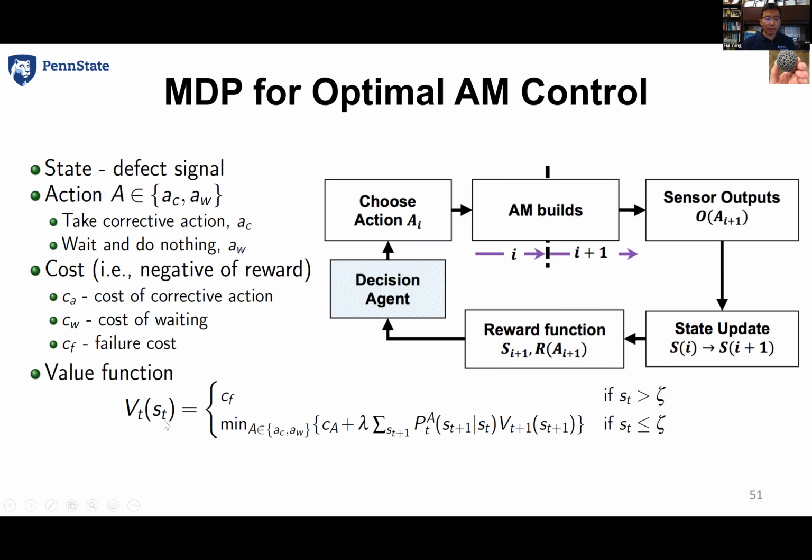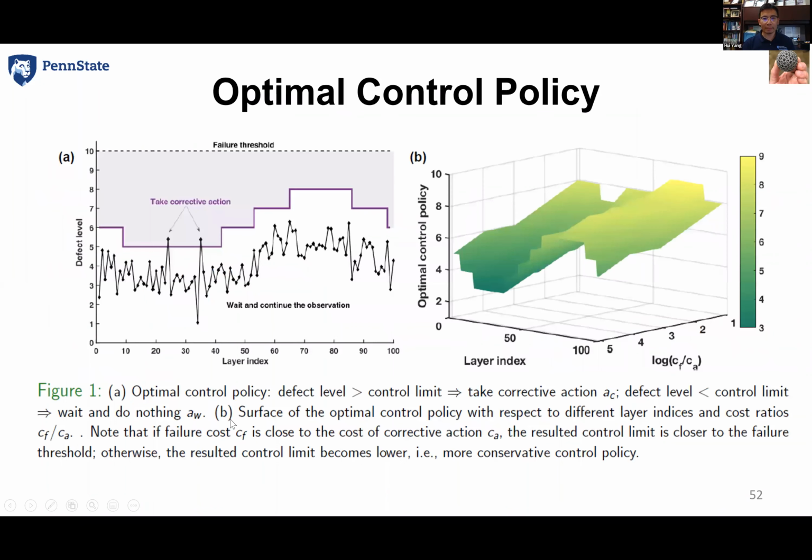So if you are in a particular state, and you can see you have state transitions, and once you get into a new state, you will have a value associated with the new state. And also you take an action. Now, this action also has a cost. But if the state is greater than the failure threshold, then you have a failure cost. So this is the optimal control policy we derived.